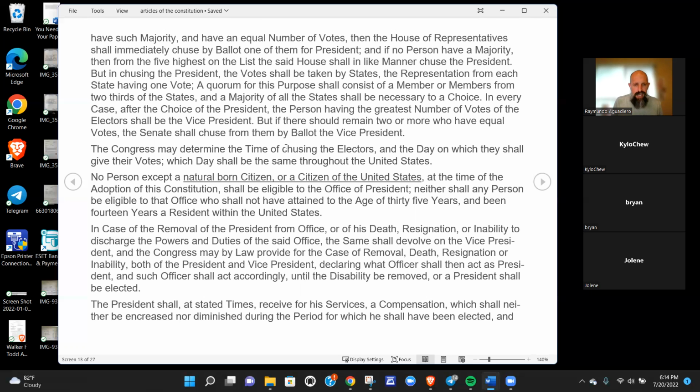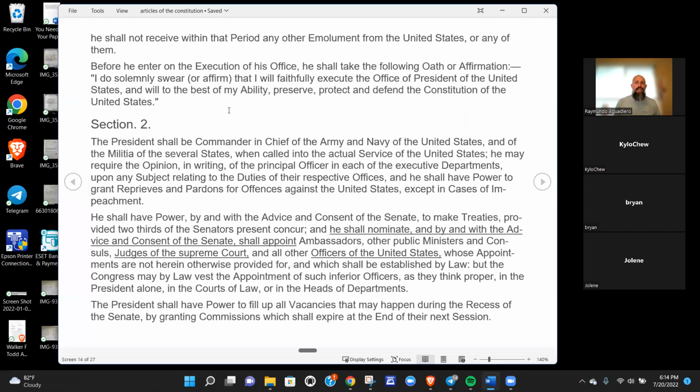The president shall, at stated times, receive for his services a compensation which shall neither be increased nor diminished during the period for which he shall have been elected. So they get raises, but they don't get raises while they're in office. He shall not receive within that period any other emolument from the United States or any of them. So you can't get any extra perks for being president. You get your compensation, and that's it.